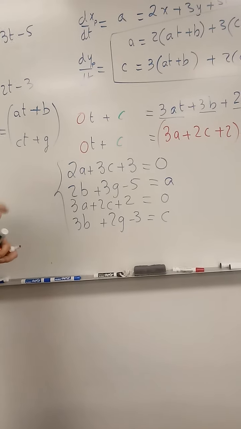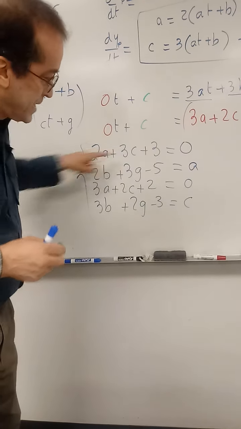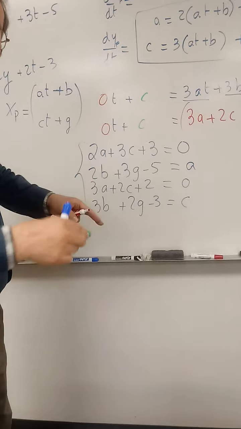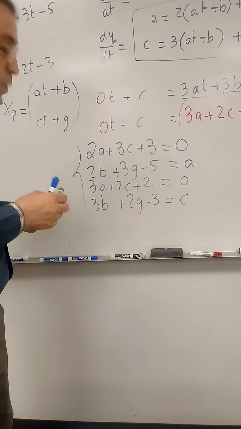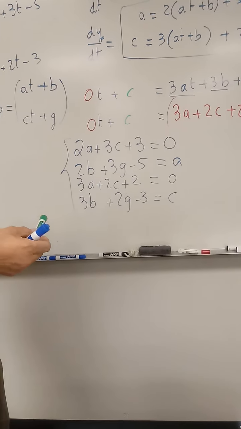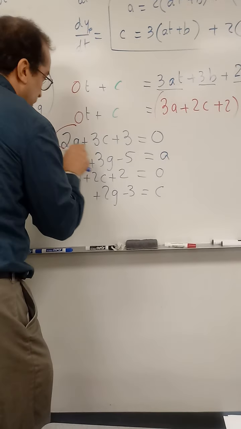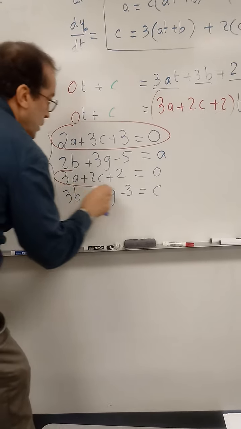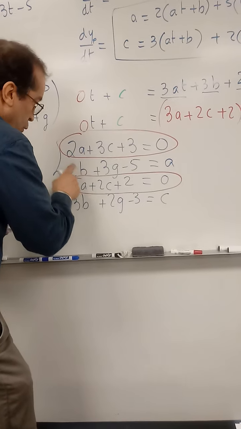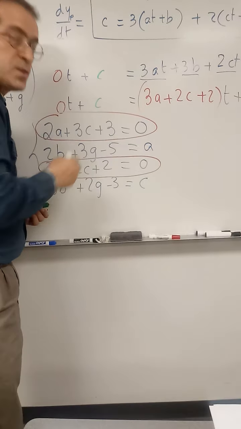Well, we can solve two of them at a time. The first equation and the third equation have only a and c. The second equation and the fourth one have only b and g. So we can solve two systems of two equations, which is easier than solving one system of four equations in four unknowns. So this equation here and this one can be solved for a and c. The second equation and the fourth can be solved for b and g. And I'm going to solve them.